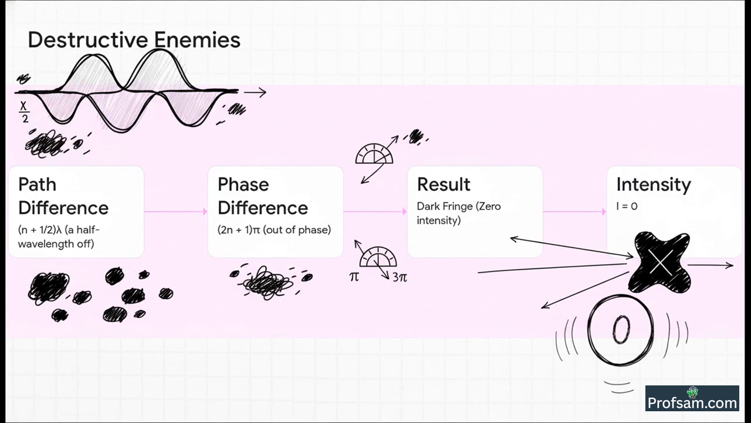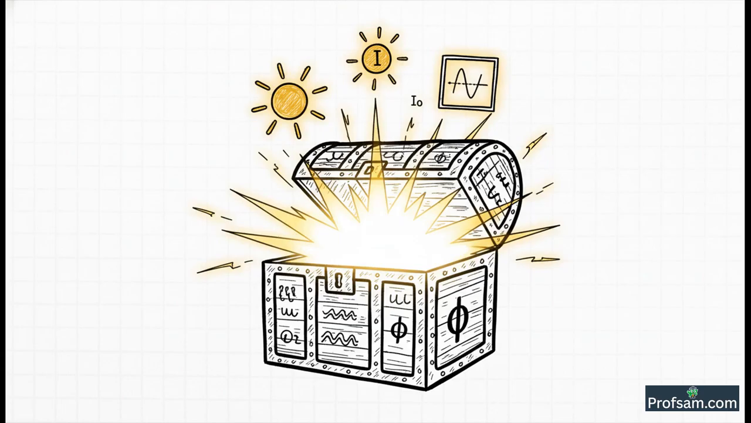And for destructive interference, for a dark spot, the condition is just a little different. Here, the path difference has to be a half-integer multiple of the wavelength. So something like half a lambda, 1.5 lambda, 2.5. You get the idea. This makes the waves perfectly out of sync, with a phase difference of pi, 3 pi, 5 pi. And the result? The intensity becomes 0. Total darkness. Complete cancellation.